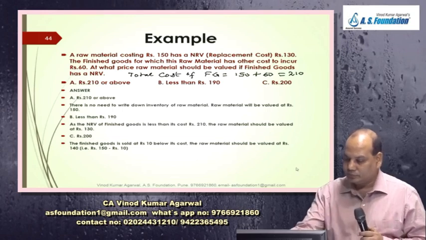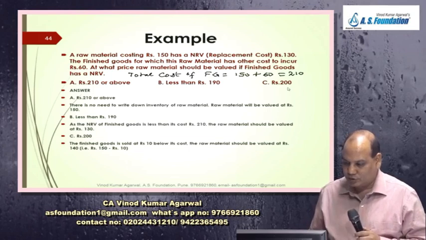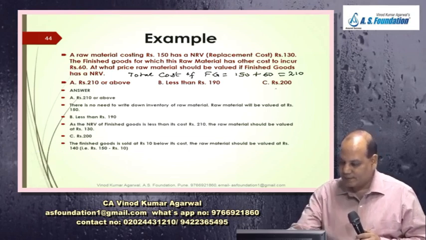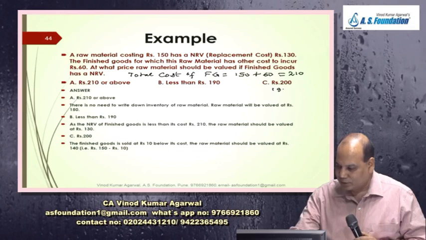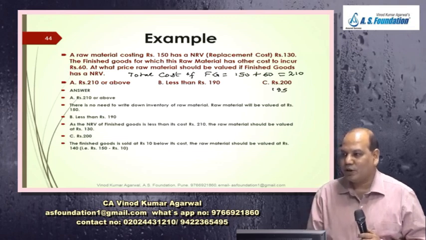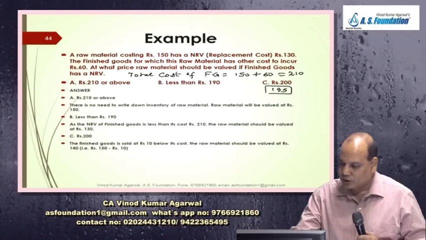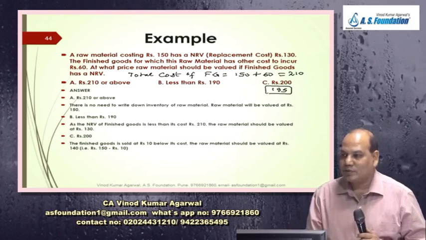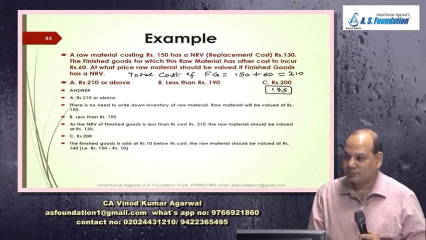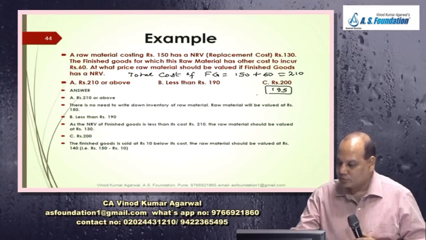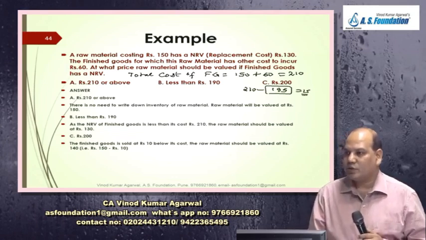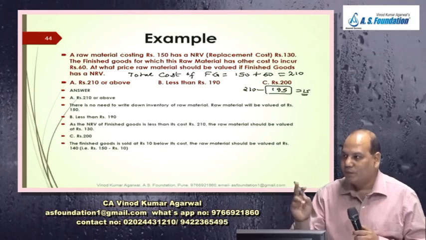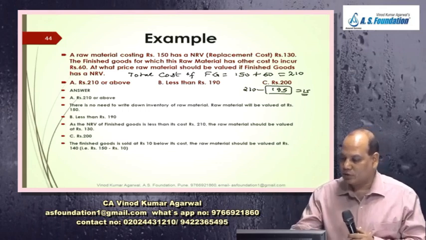Is it right? Okay, now I am going to ask you one more question other than these three. Suppose this was 195. Instead of 200 it was 195. My question is, if the finished goods can be sold at 195, what will be the value of raw material? 135. How much is the loss here? 210 minus 195, 15 rupees. Since the loss is less than 20 rupees, I am going to reduce only 15 rupees from the value of the raw material.